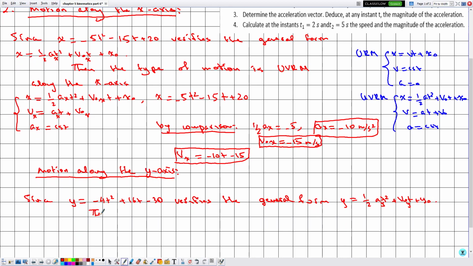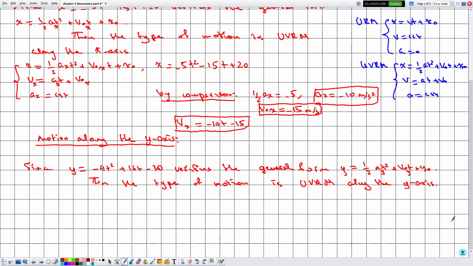Then the type of motion is UARM along the y-axis, and in this case the general equations are given by y is equal to half ay t square plus v0y t plus y0, vy is equal to ay t plus v0y, and ay is equal to a constant, and the given form is y is equal to minus 4t square plus 16t minus 30.